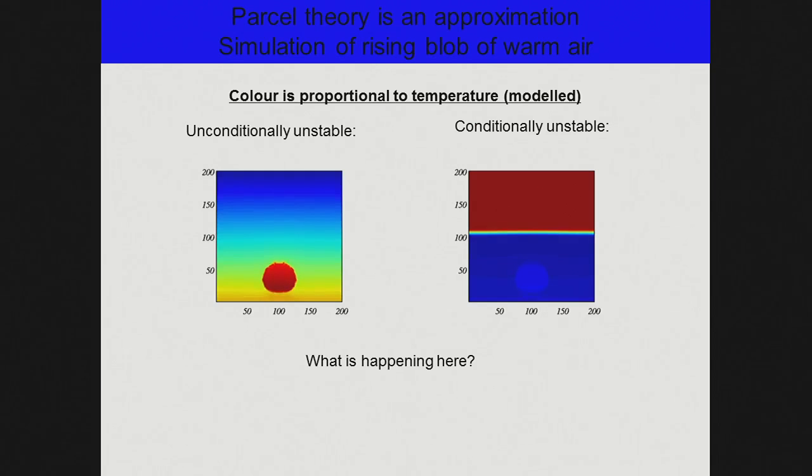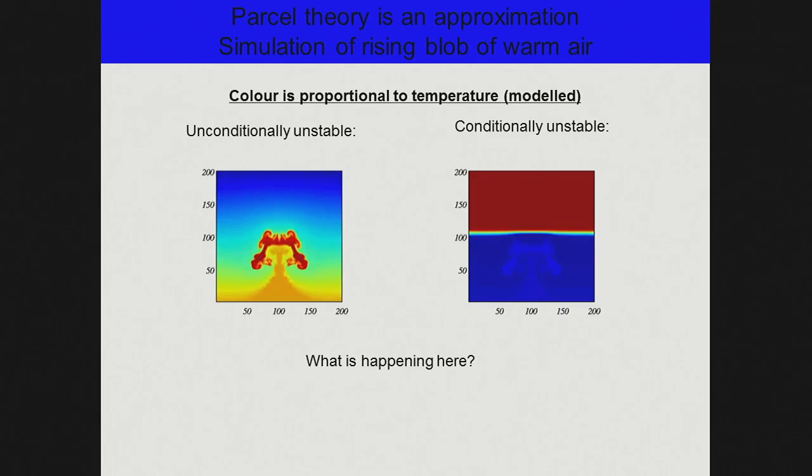Of course, parcel theory is only an approximation. So this is a numerical simulation. We have models that simulate the actual fluid dynamics in the atmosphere. So we consider a warm bubble which rises through the atmosphere. You'll see very quickly there's all this mixing from the sides.